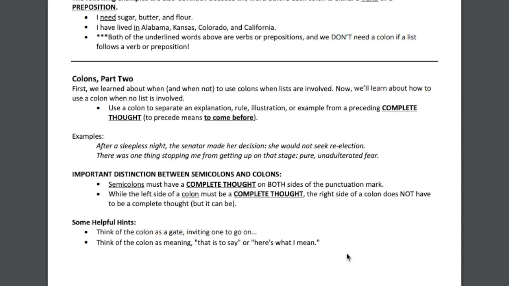Like I said, colons are confusing. I wish I had something more positive to say about them, but they kind of stink. We won't see them super often, but we will see them often enough that it's good to know how to use them. As always, if you have questions, let me know.